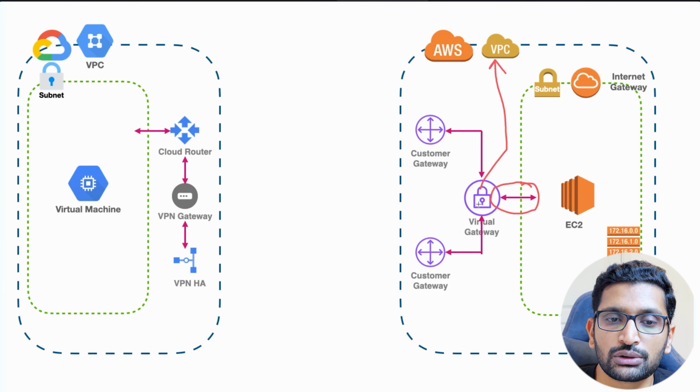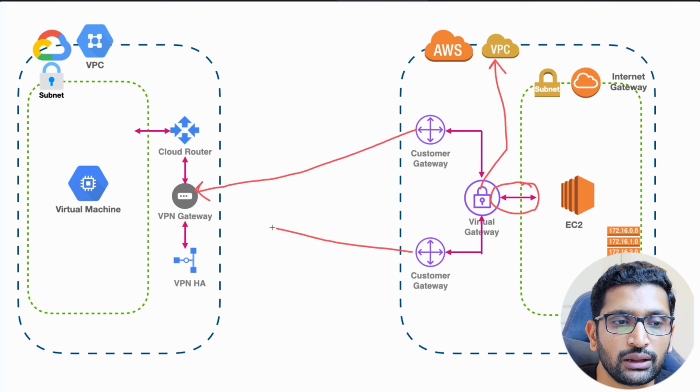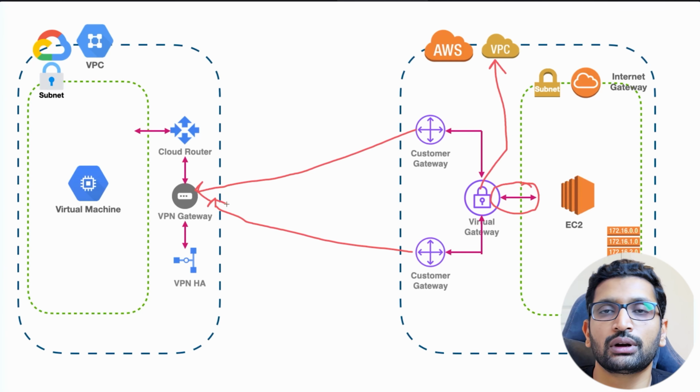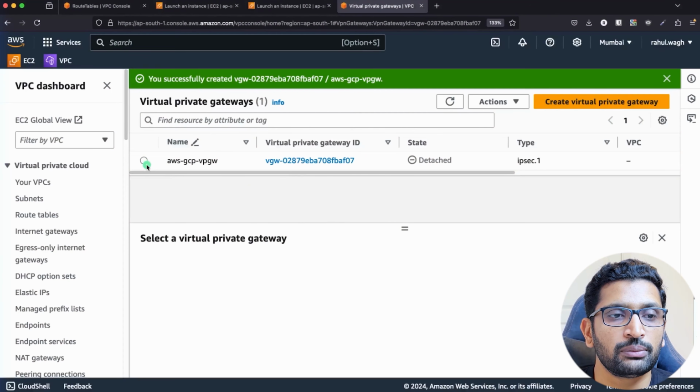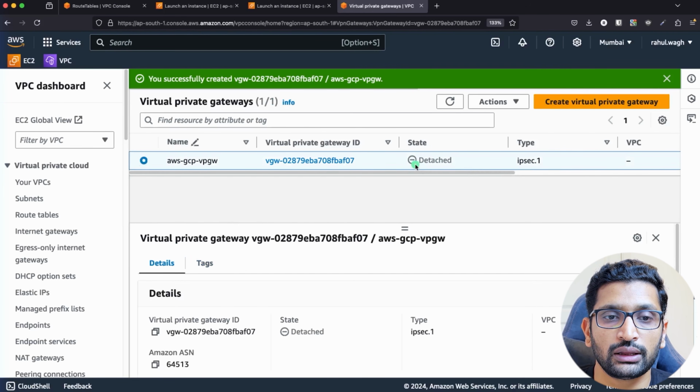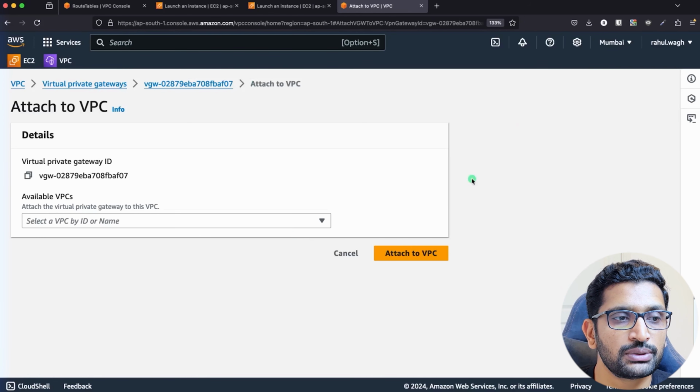So this virtual private gateway needs to be connected to this particular VPC, and this customer gateway is already attached to this particular interface IP over here, which we got. So this is how we are trying to connect everything between Google Cloud and the AWS side. All right, now my VPN gateway has been created on the AWS side. Select this one, and here you can see the status is detached. Click on actions, click on attach to VPC.